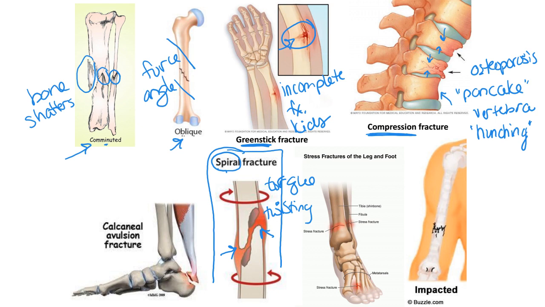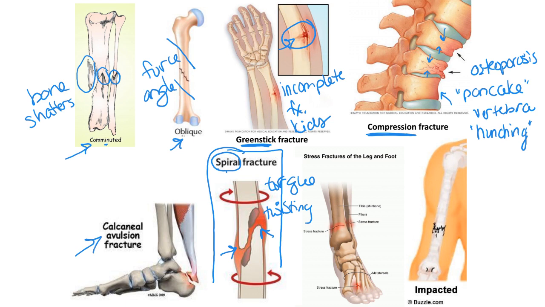All right, we're going to keep looking at these. I know I'm talking very quickly. Remember, you can pause and that kind of thing. Okay, and again, you're going to need to be able to recognize all these different kinds: comminuted, oblique, green stick, compression. We've done spiral. So looking down here on the bottom left, we have an avulsion fracture.